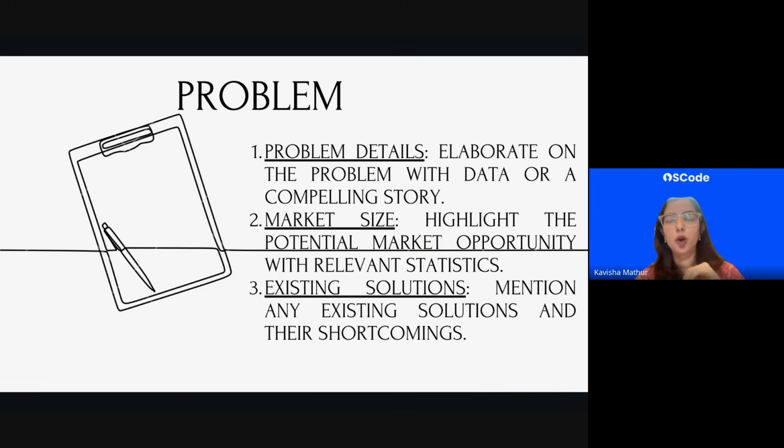Next is the problem. When you're solving a problem, how are you going to approach it, right? For example, let us assume you are trying to build a solution for blind people. You are trying to create an IoT device for blind people, which can help make navigation easier for them. So when you create a problem, make sure it has a compelling story.